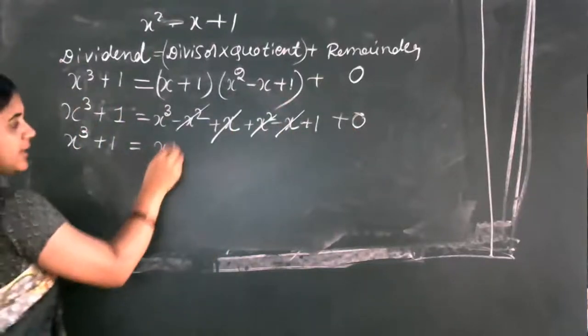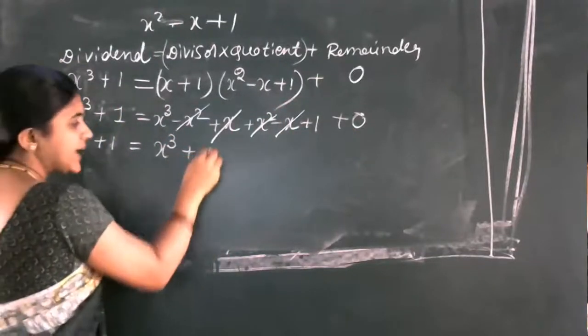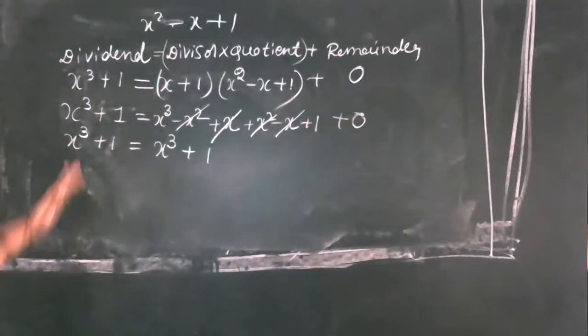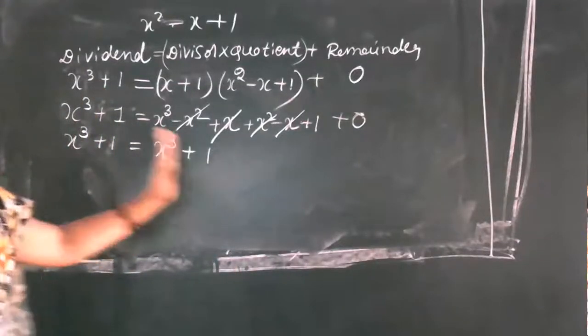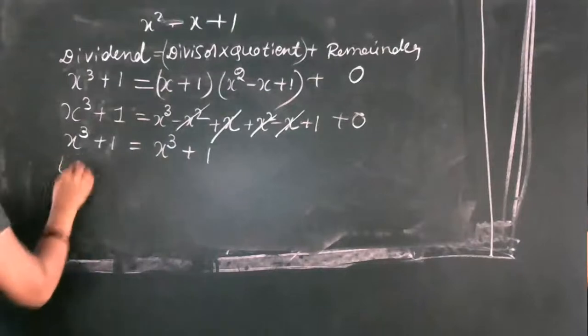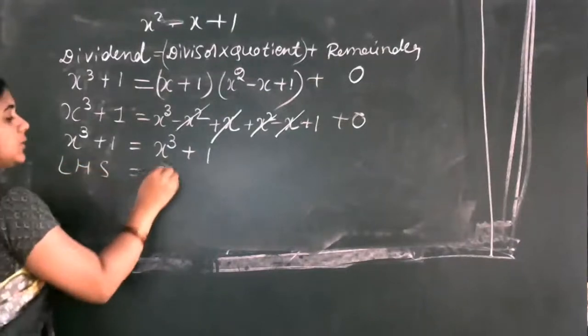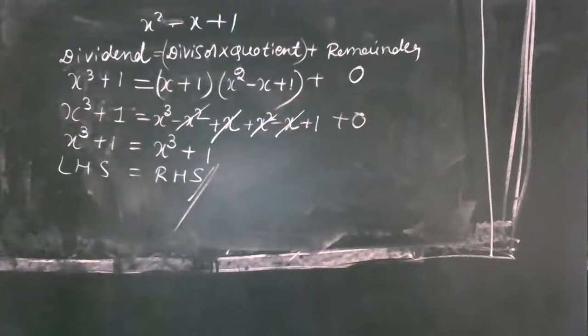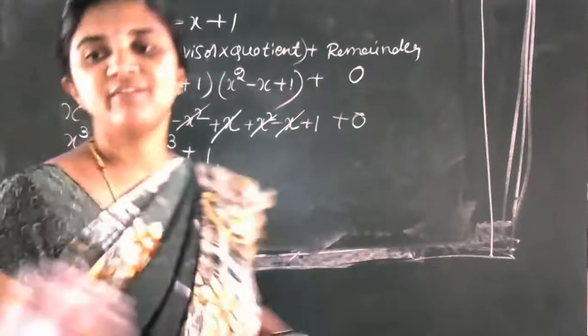So what is the remaining part now? x cube plus 1 plus 0, you want to write? No, 0. Okay, so x cube plus 1, x cube plus 1. So LHS is equal to RHS. From this we can give the conclusion that we are right.